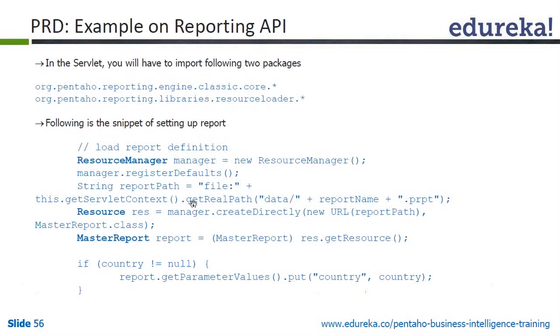And then, here I am getting the report path from a parameter, which is coming from the HTML page. That's why report name is a variable here. So we are getting the servlet real path. This is a relative path, and to resolve the relative path to an absolute path, you use servlet context dot get real path.